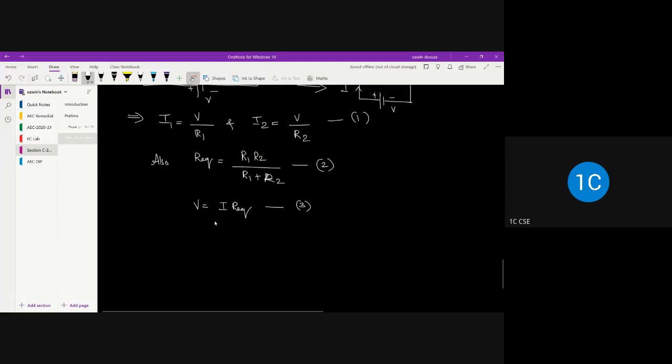So what you can do is substitute equation 2 in equation 3. So what do you get? You get V is equal to I into R equivalent. What is R equivalent? R1 into R2 divided by R1 plus R2.